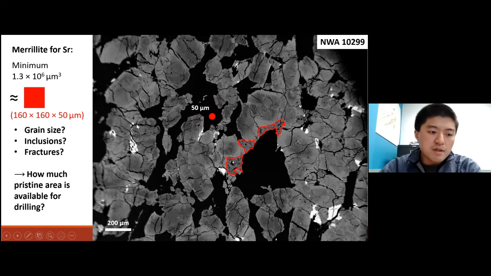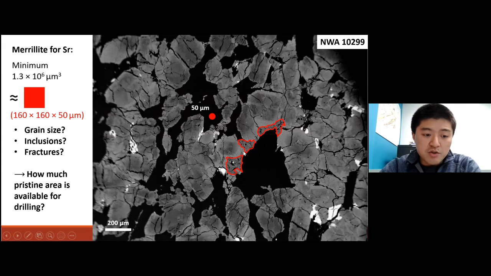For marlite, the minimum required volume is similar. However, marlite grains in this image are not coarse enough for the micromill to maneuver without drilling into the neighboring phases. Also, as illustrated in previous talks, there are fractures and inclusions of other late stage phases. These inclusions can affect the analysis by shifting the rubidium strontium ratio.